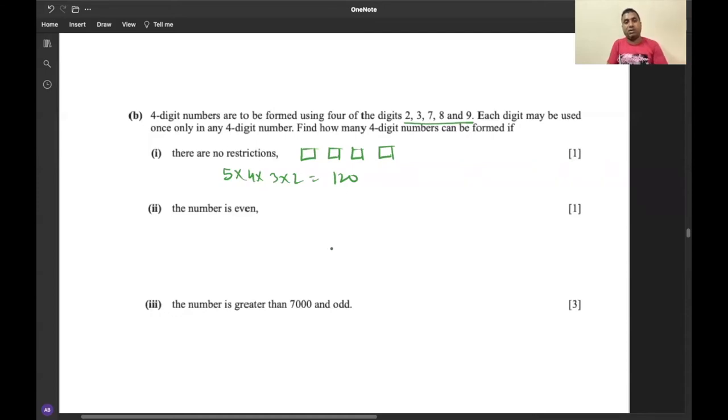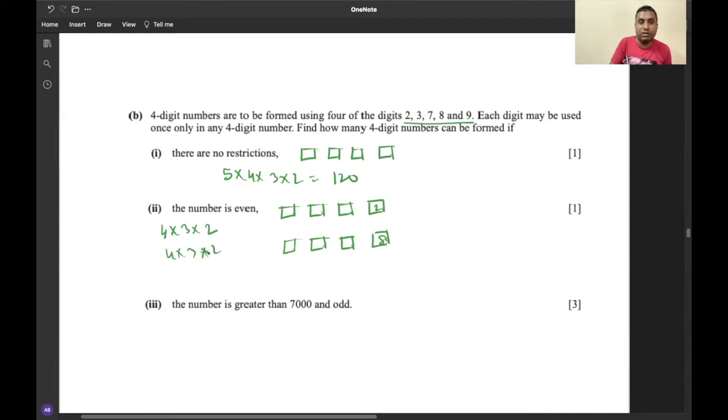Now, the number is even. To make it even, the unit place can be 2, or the unit place can be 8. So if you place 2 here, there are 4 numbers remaining, so you can place it in 4 different ways, then 3 different ways, then 2 different ways. In the same way, if I substitute 8 here, there are 4 remaining numbers, so 4 different ways, 3 different ways, and 2 different ways. If you add all this, 3 times 4 is 12, 24, then 48. This answer will be 48.